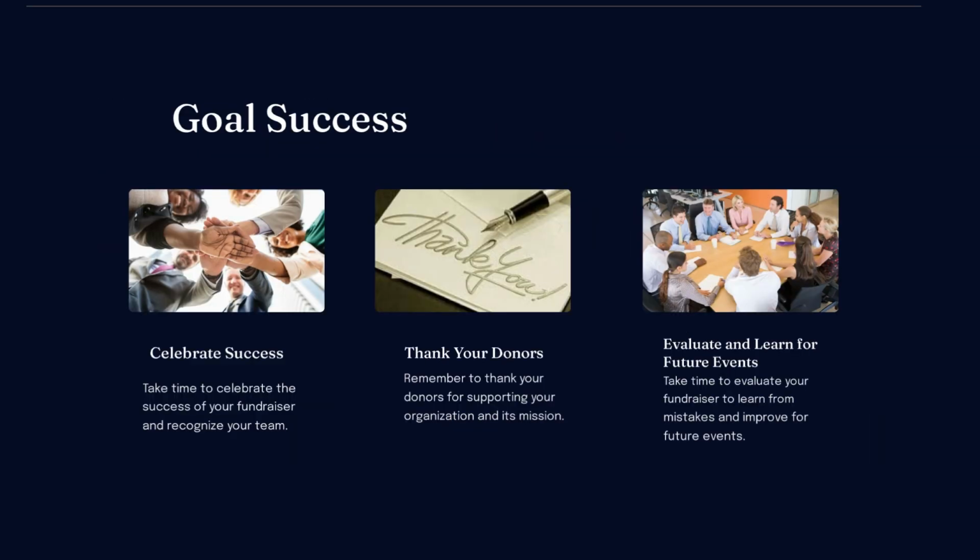Goal success. Celebrate success. Take time to celebrate the success of your fundraiser and recognize your team. Thank your donors. Remember to thank your donors for supporting your organization and its mission. Evaluate and learn for future events. Take time to evaluate your fundraiser to learn from mistakes and improve for future events.